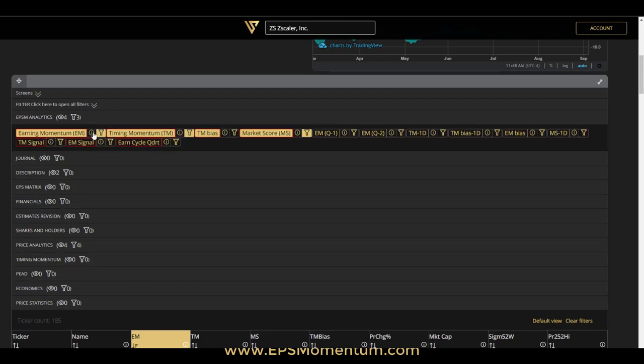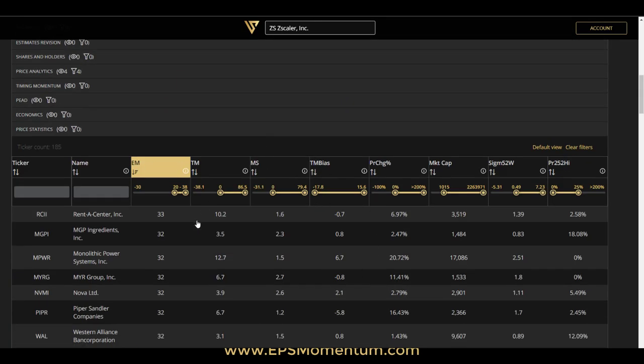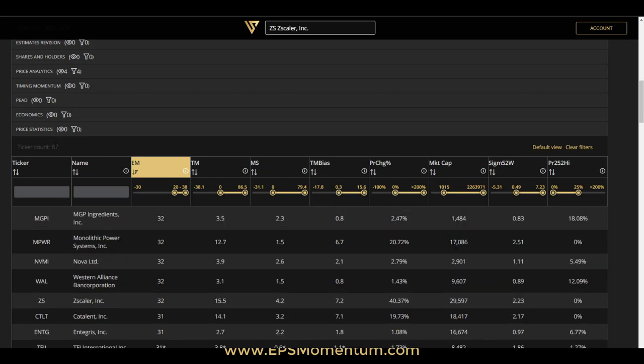The first filter is the most important one: earnings momentum, timing momentum, and so on. Immediately it filters for what's important: EM greater than 20, TM above 0, MS above 0. The only thing left out is the TM bias, because it's a very volatile indicator and it could change from one day to the next. So just move the needle and set it to 0. And now you have 87 stocks that match, that are in a very good position with good criteria.